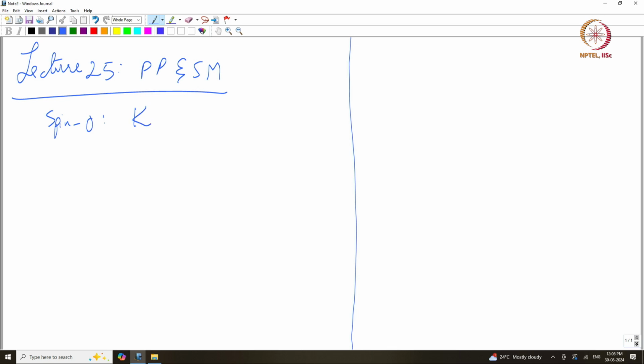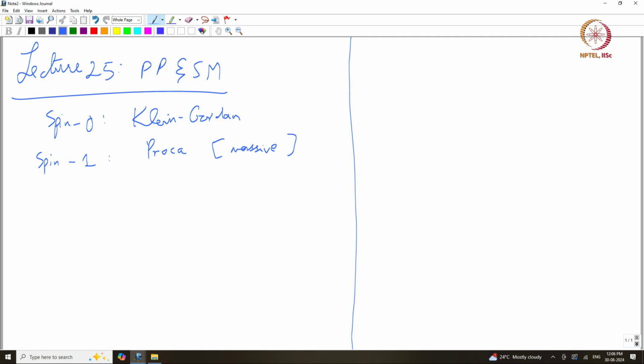We have done spin 0 and described by the Klein-Gordon equation and the relevant Lagrangian, spin 1, right. Let me just write that down. Spin 0 was the Klein-Gordon equation, spin 1 was Proca, right, for massive states, and these are all free theories, okay, no interactions.